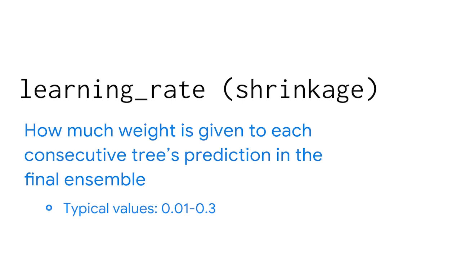In practice, we use the learning rate to indicate how much weight the model should give to each consecutive base learner's prediction. Lower learning rates mean that each subsequent tree contributes less to the ensemble's final prediction. This helps prevent overcorrection and overfitting. Another common name for this concept is shrinkage, because less and less weight is given to each consecutive tree's prediction in the final ensemble.